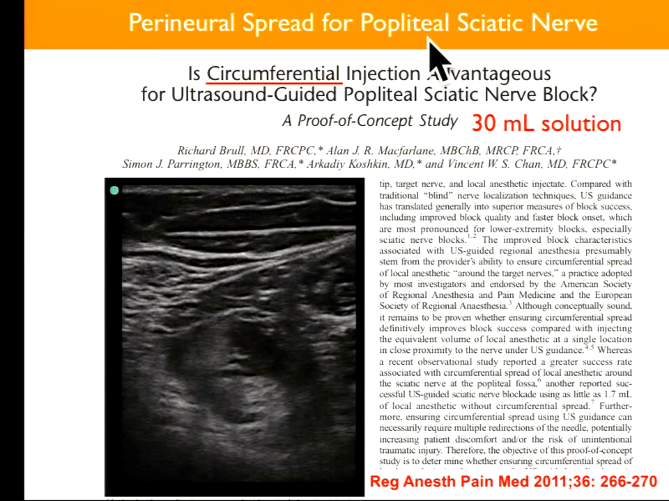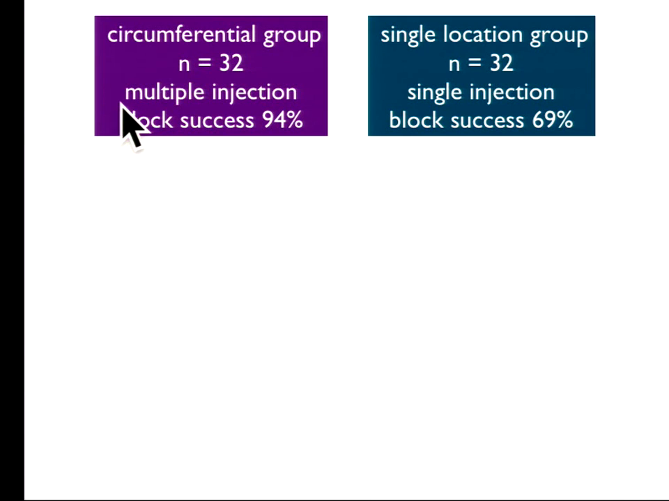Now this is a popliteal sciatic nerve study, okay? So every time I ask, what is the nerve? It's a big nerve with a lot of connective tissue. What's the volume? It's a 30 ml injection volume. And the question we ask is, is circumferential spread better than non-circumferential spread? So the study design is one is a multi-injection technique, one is a single injection technique, and we find that yes, block success is higher when you do a circumferential multi-injection technique.